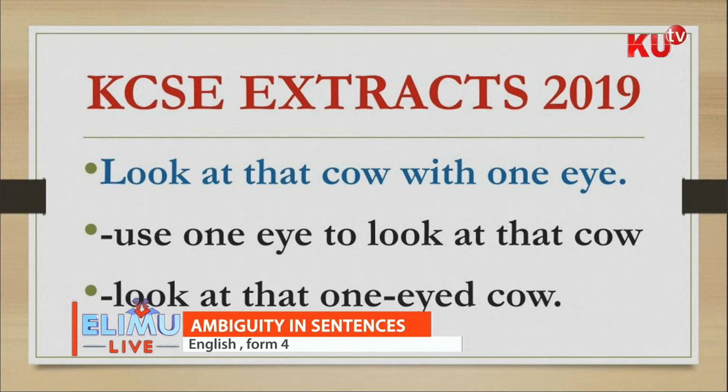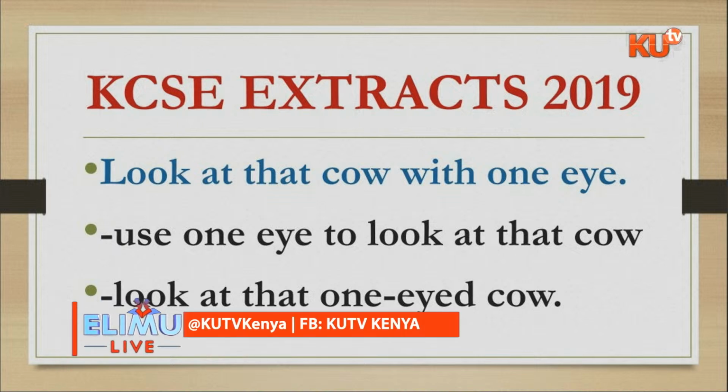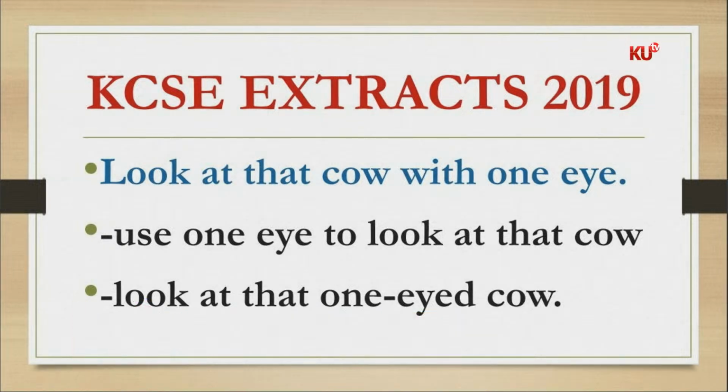So look at this sentence: look at that cow with one eye. Is the sentence ambiguous? The sentence is somehow confusing. If someone tells you, look at that cow with one eye, are you the one who is going to use the one eye to look at the cow, or is it the cow that has one eye?